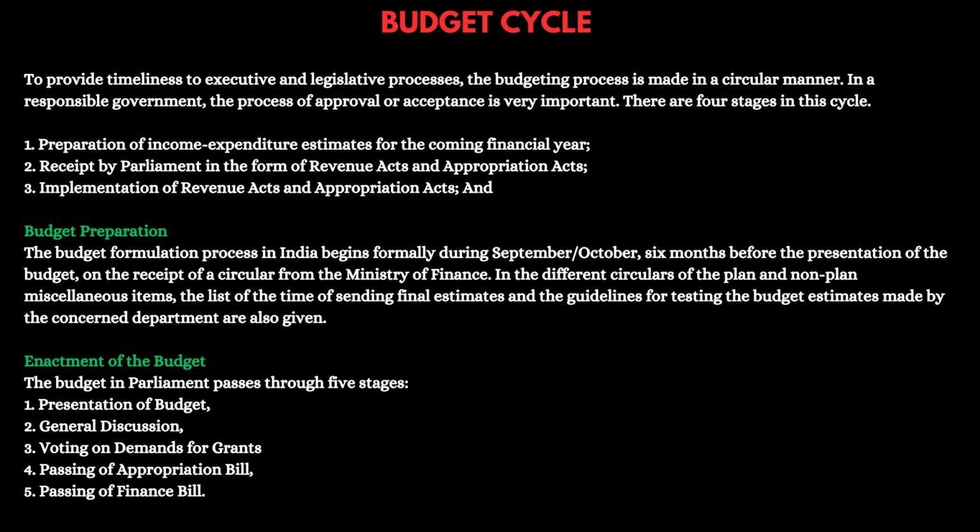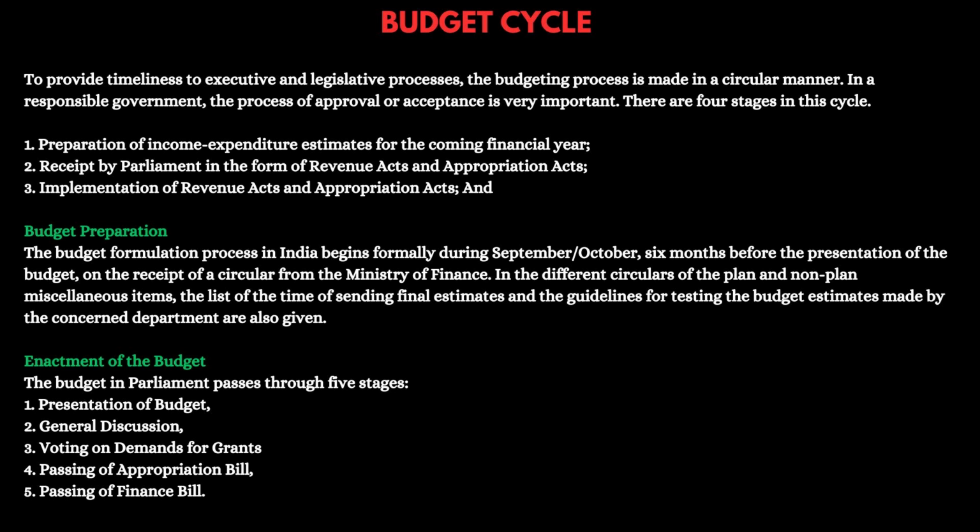The budget formulation process in India begins formally during September-October, 6 months before the presentation of the budget, on the receipt of a circular from the Ministry of Finance. The different circulars on plan and non-plan miscellaneous items also give the schedule for sending final estimates and the guidelines for testing the budget estimates made by the concerned department.